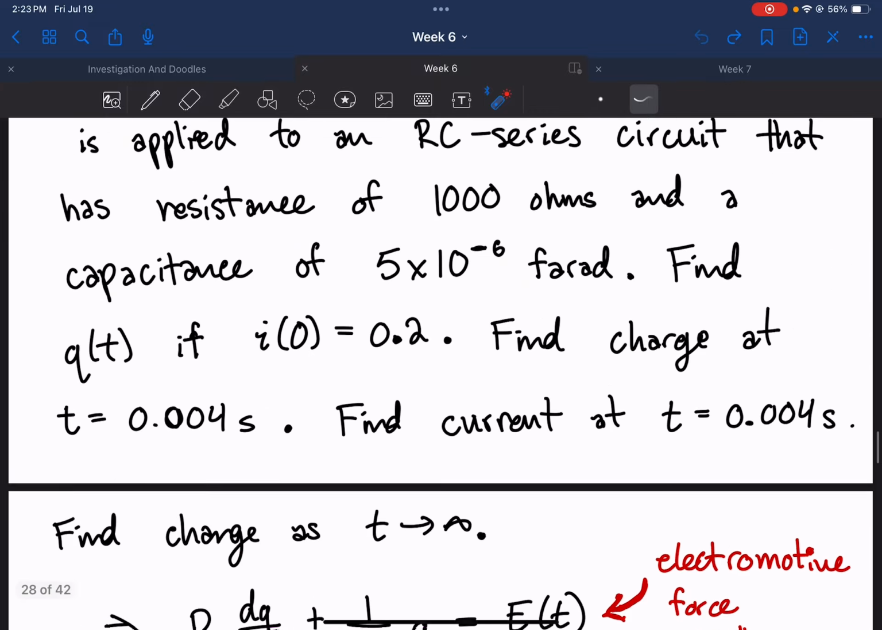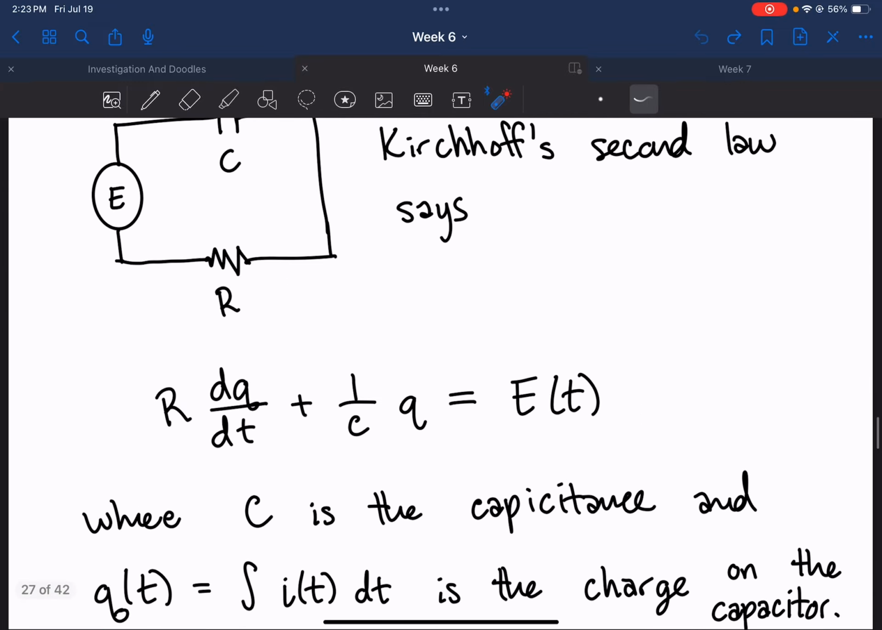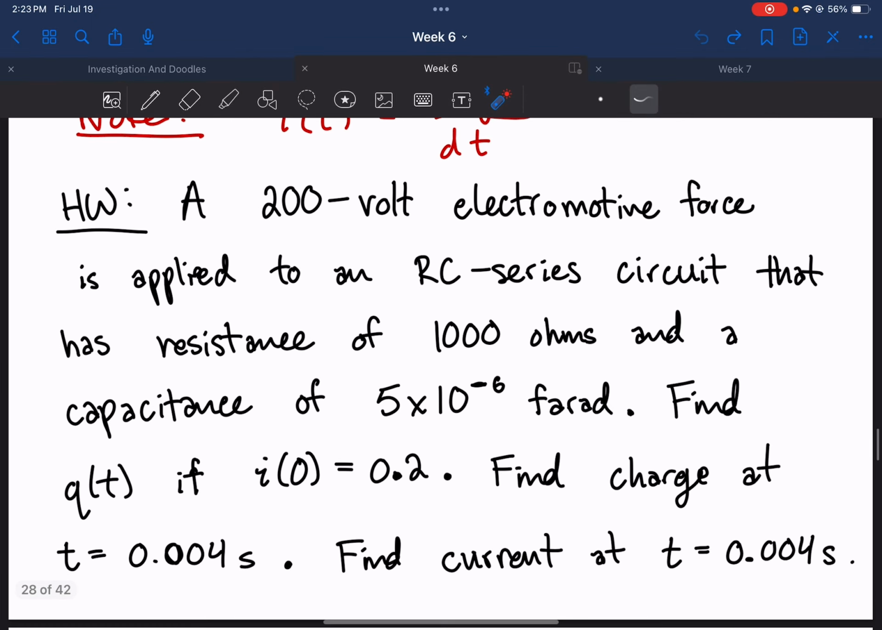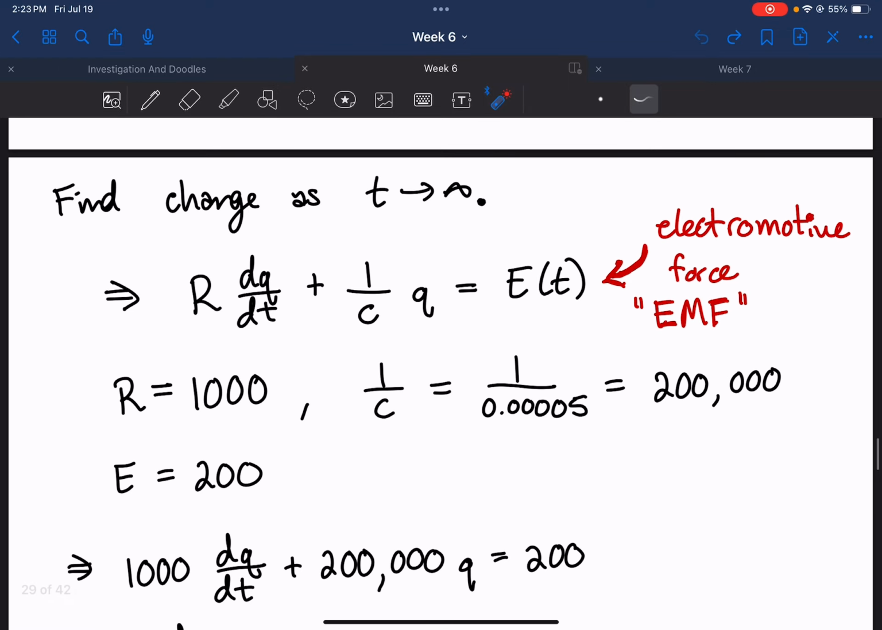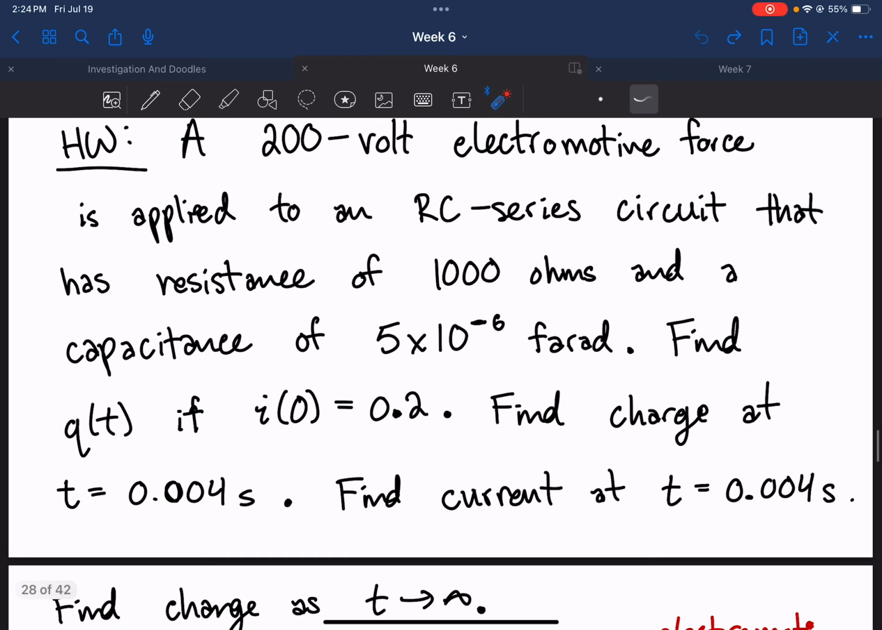Okay, so since we're in a resistor capacitor series circuit, we have an RC series circuit. We're going to use Kirchhoff's second law, which says that the resistance times dq/dt plus 1 over c times q is equal to the electromotive force, or the EMF. They told us in the problem that the resistance is 1,000 ohms. 1 over c, the capacitance, which was 5 times 10 to the negative 6th, means 1 over that number is 200,000. And they told us the electromotive force, the battery, is 200 volts.